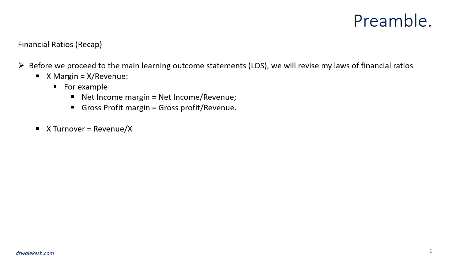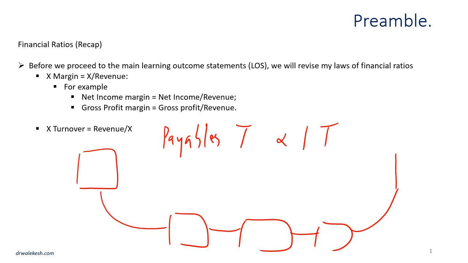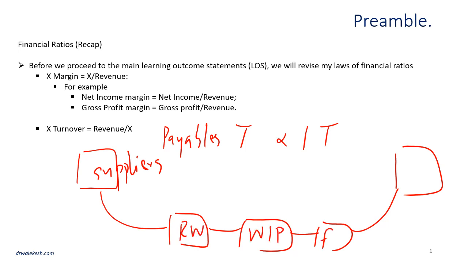But there are two exceptions to the rule. And what are the two exceptions to the rule? That will be payables turnover and inventory turnover. And why are they exceptions to the rule? Let's talk about it. So here we have our suppliers. This is the raw materials you got from your suppliers. We have work in progress and we have finished goods. Then we have our customers.